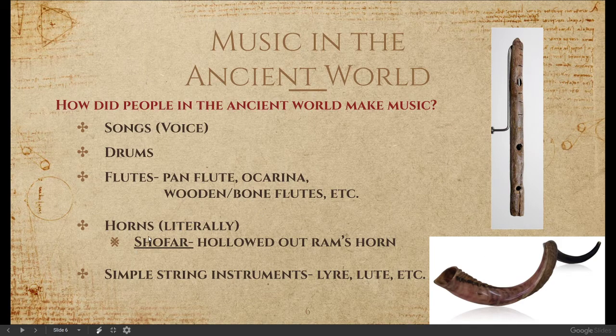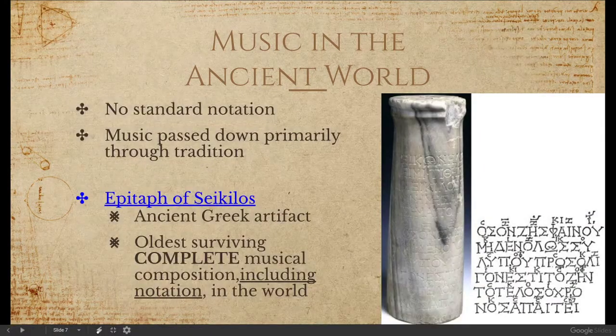Then we have horns, a shofar, like I said before, that's a ram's horn. You blow into this, and the sound comes out. And then we have simple string instruments like a lyre, lute, etc. If you scroll down to the videos below, you'll be able to see all of those and also see them being played. At this time, there was no standard notation.